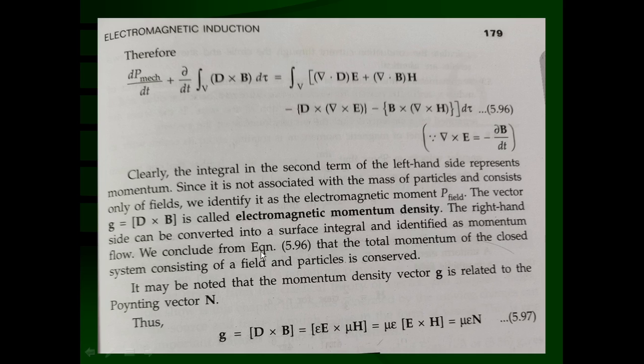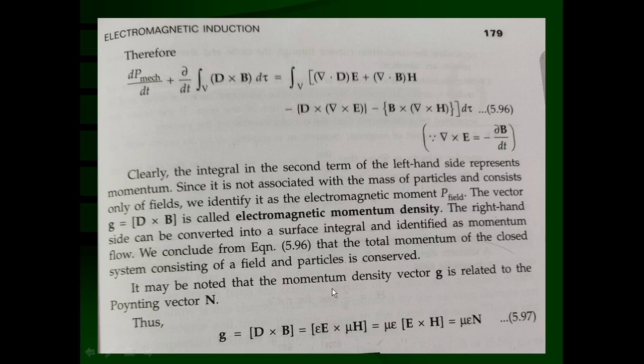We conclude from equation 5.96 that the total momentum of the closed system consisting of the field and particle momentum is going to be conserved. So the left hand side is nothing but the summation of the particle momentum plus the field momentum, and this summation is going to be a conserved quantity that we can prove.